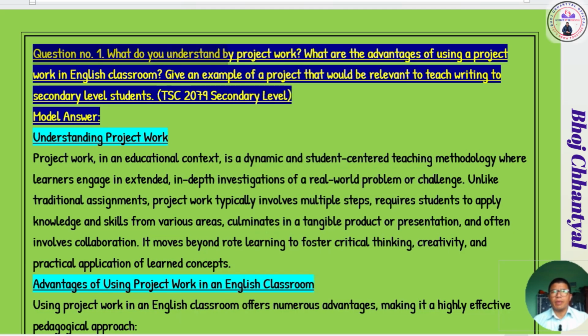What do you understand by project work? What are the advantages of using project work in the English classroom? Give an example of project work that would be relevant to teach writing to secondary level students. This question was asked in the TSC examination of English in 2079 for secondary level. Okay, let's see the model answer.